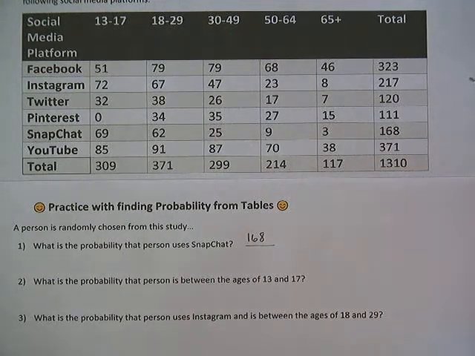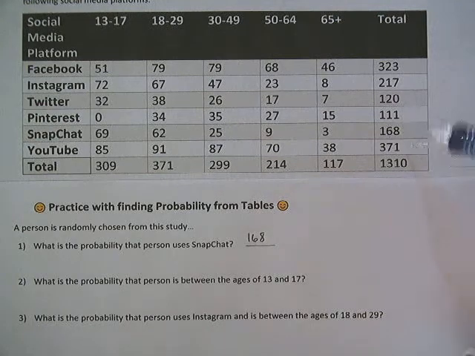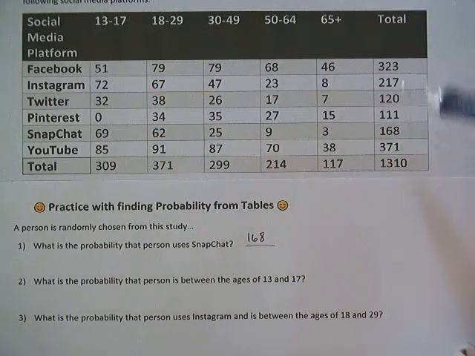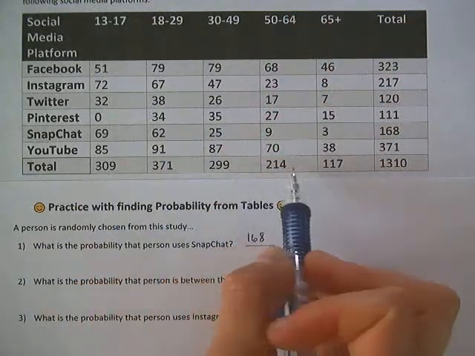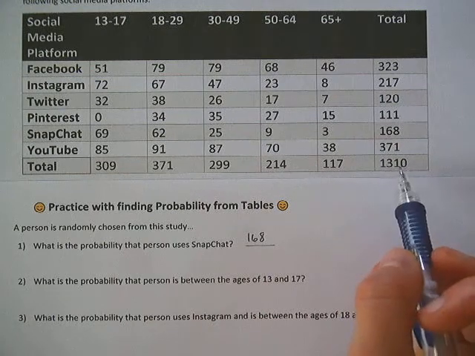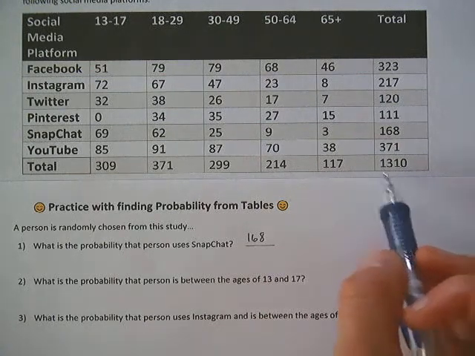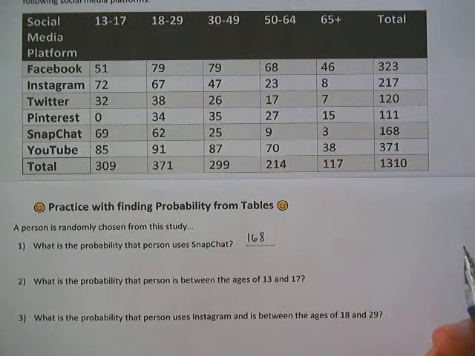Well, you can find that one of two ways. You could add up how many people there were that use the different platforms, or you could add up the number of people in each age group and you'll end up with the same number. And so they did all that work for you. And so there's 1,310 people that were surveyed or studied in all.